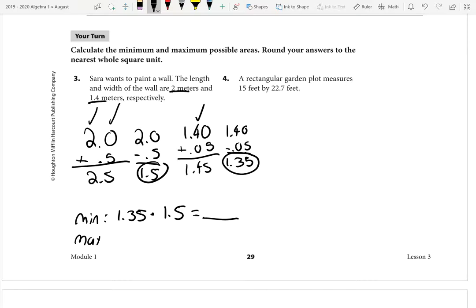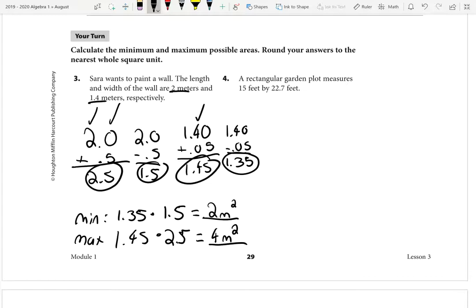For our maximum area, we take our bigger lengths, which is 1.45 times the 2.5, and we get our maximum area. So the min and max area would be 2 meters squared and 4 meters squared. That means the area of this wall that we have to paint is anywhere between 2 meters squared and 4 meters squared, which is actually a pretty big difference if you ask me. But yeah.